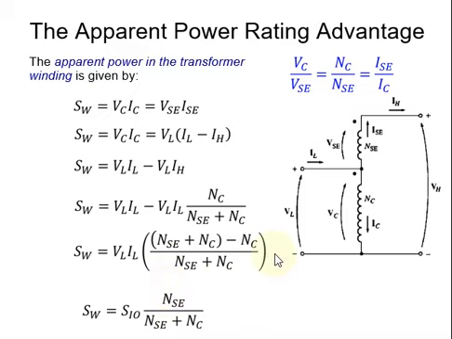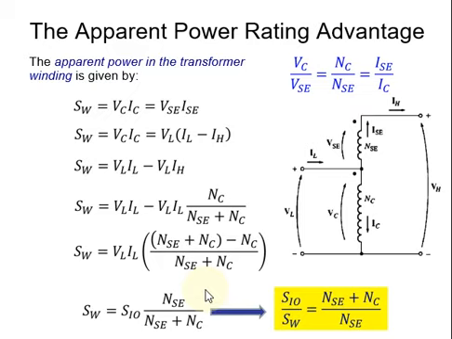Instead of using VL IL, we can also say that it is equal to the apparent power on the input side or the apparent power on the output side. So we write SIO, and then the relationship between the input or output power and the winding power SW can be found or obtained as shown in this yellow color equation. So this is the input output power over the winding power.